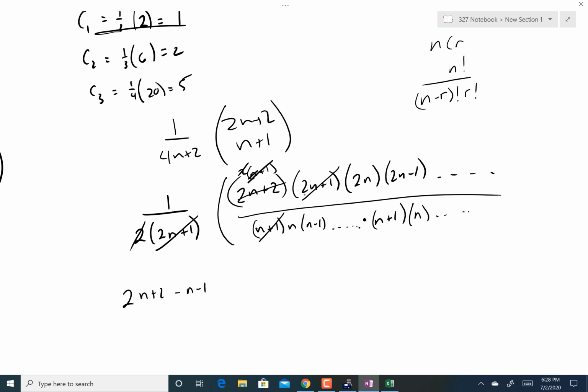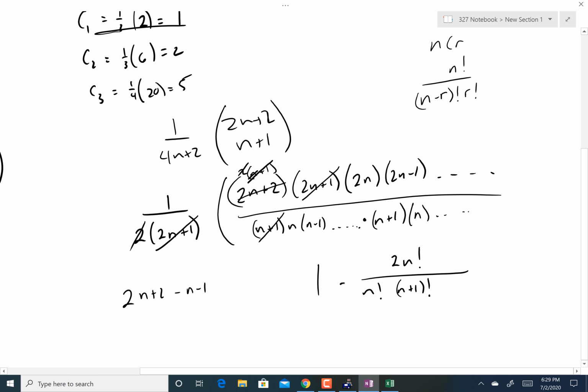Okay, so far so good, right? Now on top I have still 2n factorial on top. Does that make sense to everyone? Okay. On the bottom I'm going to have n factorial times (n plus 1) factorial. And out front I got nothing.